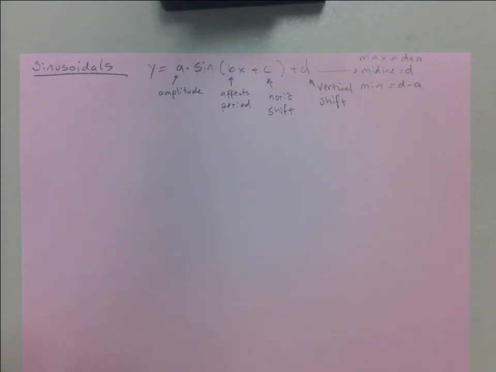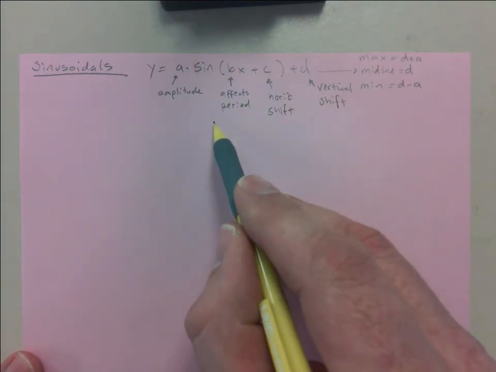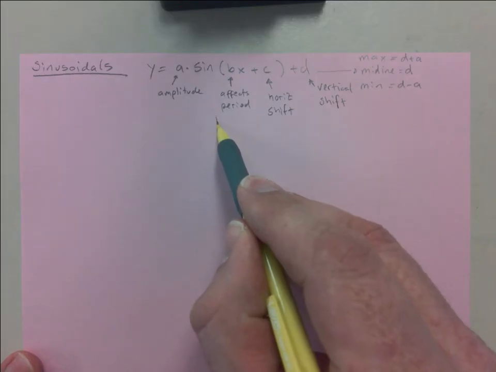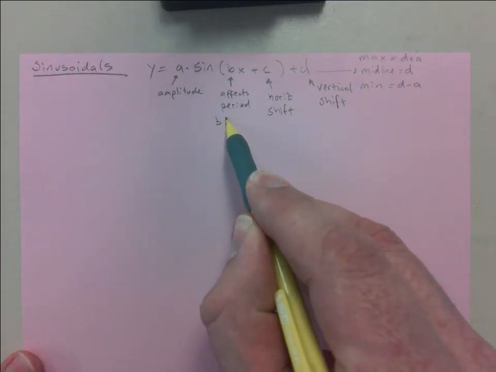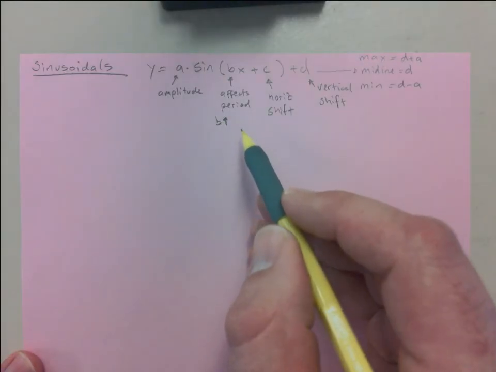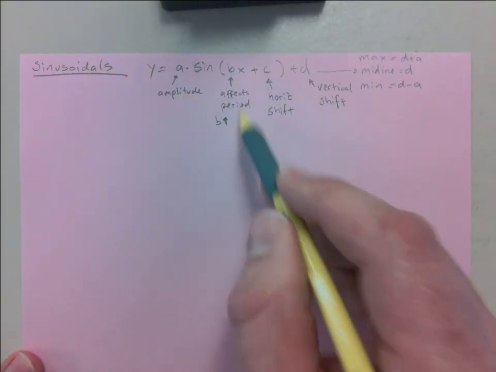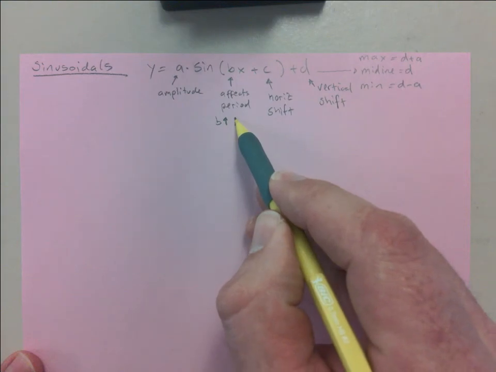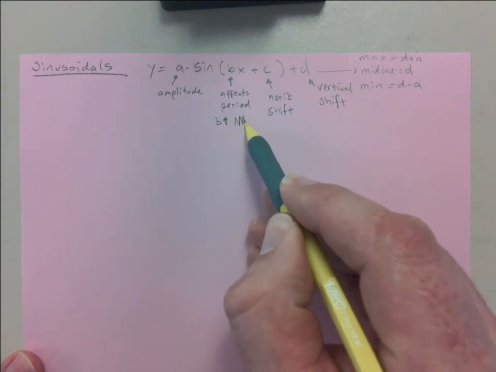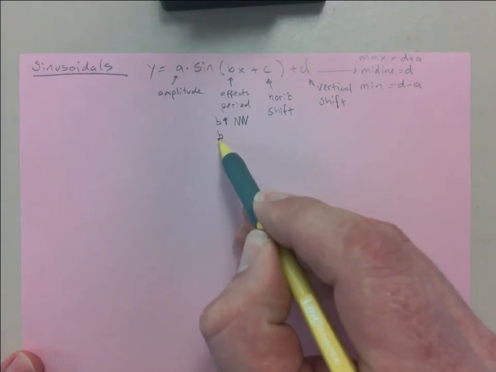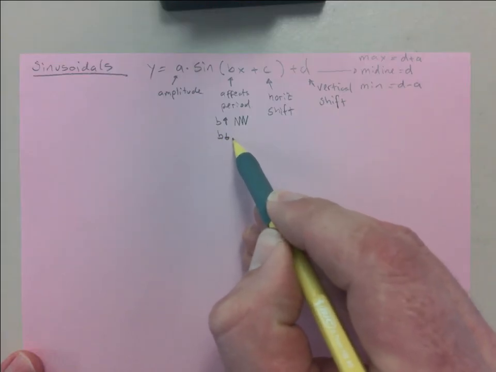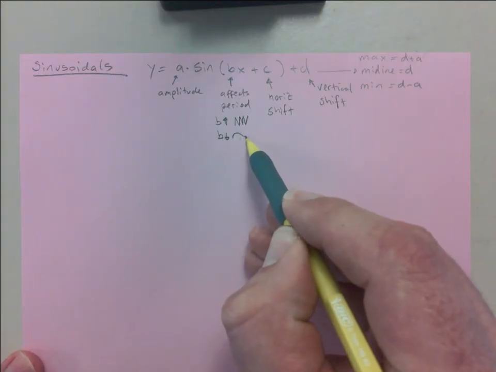I think this one is worth mentioning. If you increase B, if you increase this number, you're going to have waves that look closer together. If you decrease the number, it's going to be more spread out.